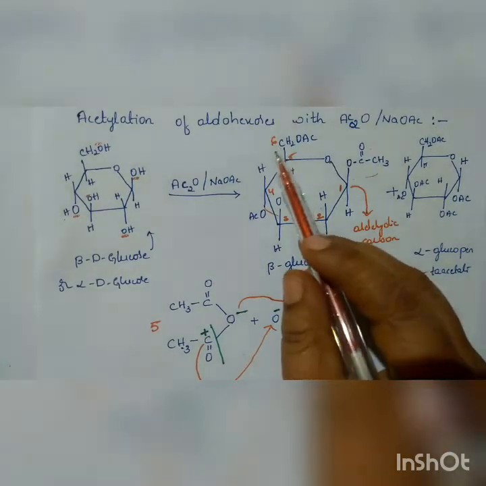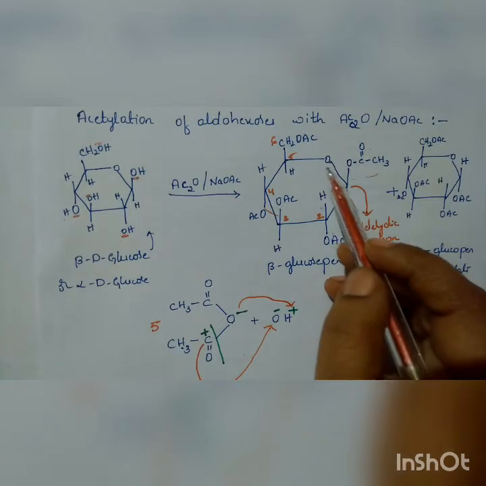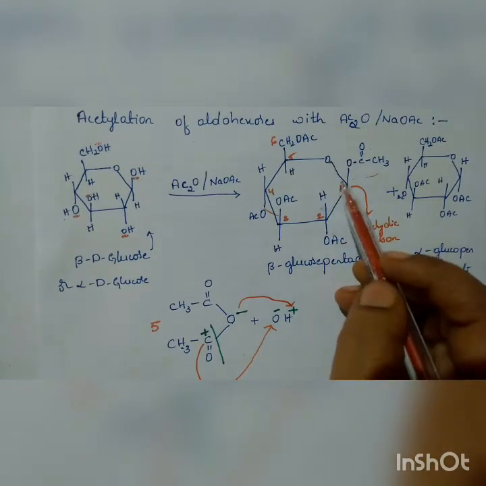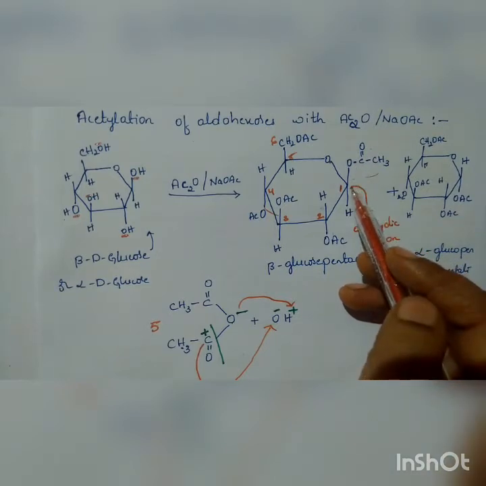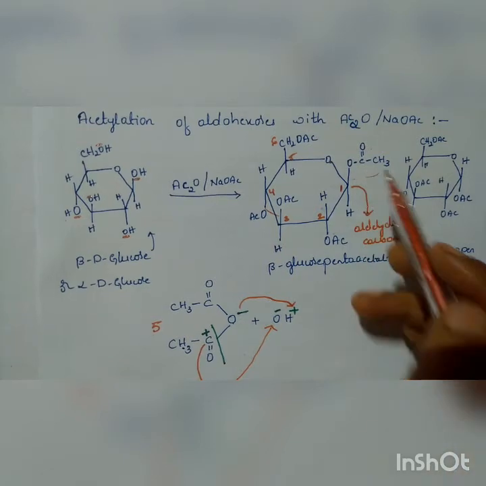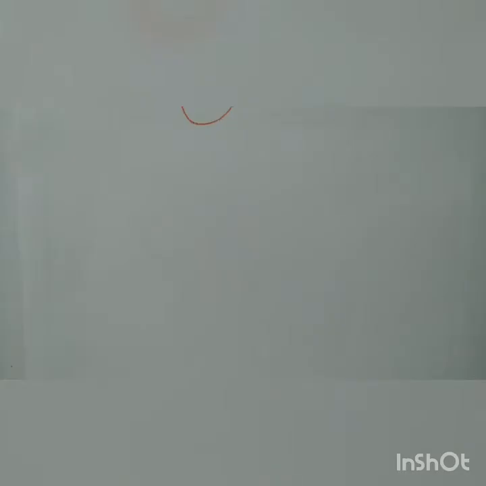From the acetylation, only the fifth carbon, which is involved in the hemiacetal formation, is left. The remaining carbons are all acetylated. Because of this, the free aldehydic group is not present, so it cannot undergo the characteristic reactions of aldehydes.